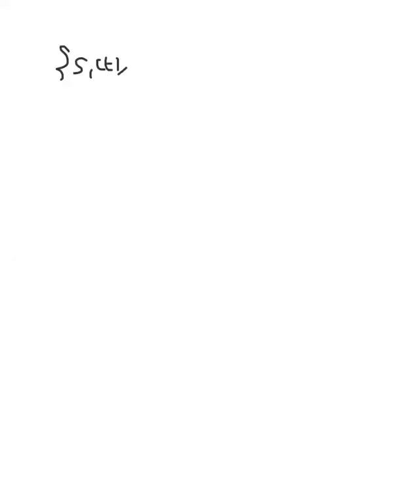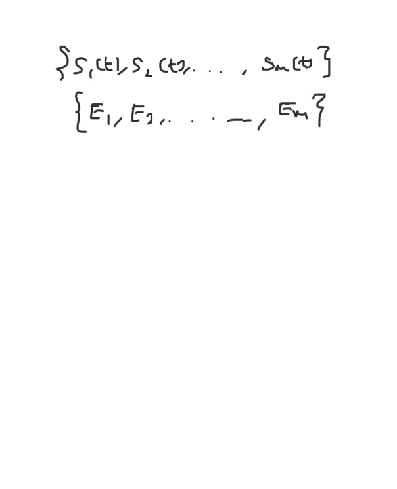S1(t), S2(t), SM(t), right? So M number of signals, and each of these have energies E1, E2, likewise EM, right? So this is the set of signals, this is the set of energies. And also when we are transmitting these signals and these energies, we take the vector representation, we can write them like this, right?